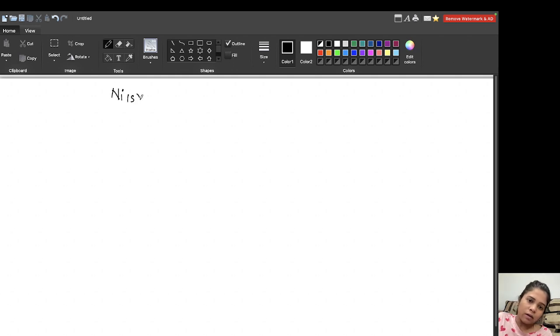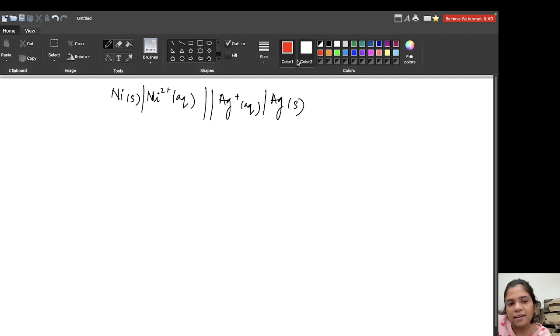Nickel, Ni2+. Now here I am writing aqueous because it's an ion. Is giving Ag+, which is aqueous again, and Ag, which is your solid. So how will you write the cell reaction? Start from here. What is it? Nickel, right? What is happening to nickel? Nickel is forming Ni2+. How will nickel form Ni2+? By losing 2 electrons, right? So this is my first reaction.